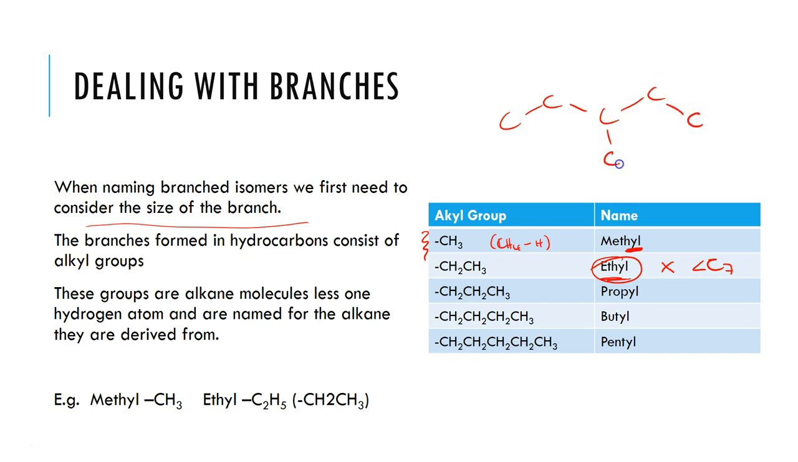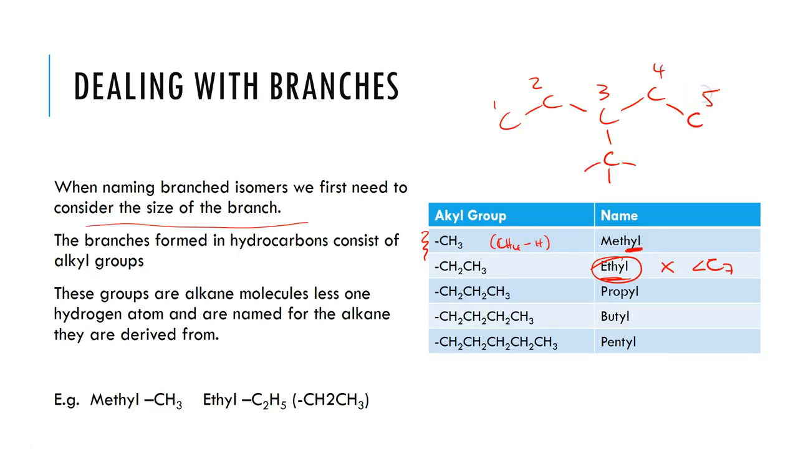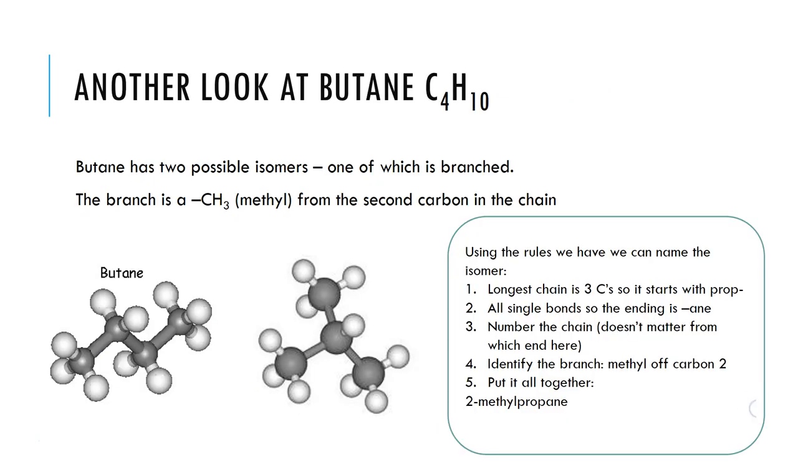If I do this one here, we can see it doesn't matter which way I number it, because this is in the middle, so it'll be the same position no matter which end I number from. This is 5, so my carbon chain will be pent. It's all single bonds, so it'll be ane, but we've got this guy hanging off here, so he will be 3-methyl pentane. Hopefully that's making a little bit of sense.